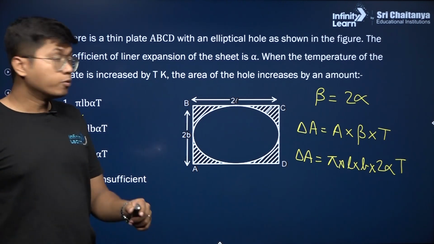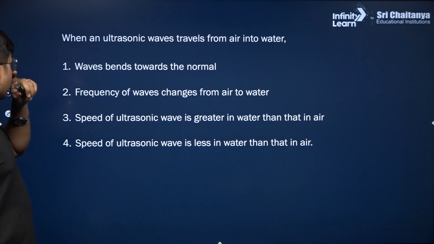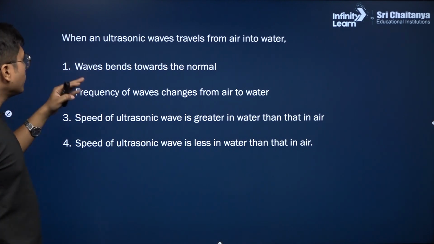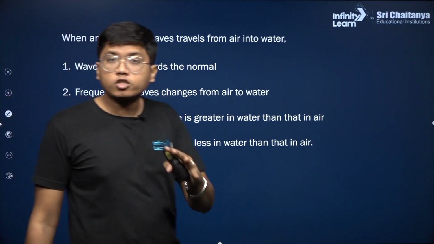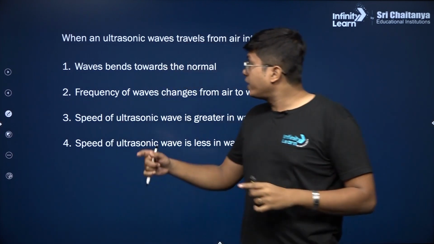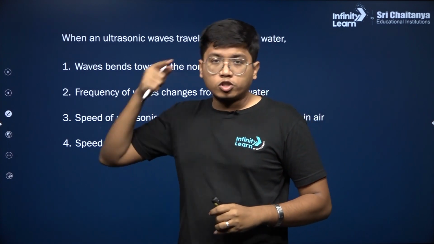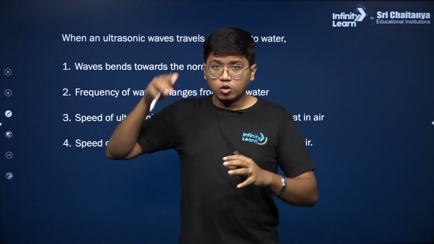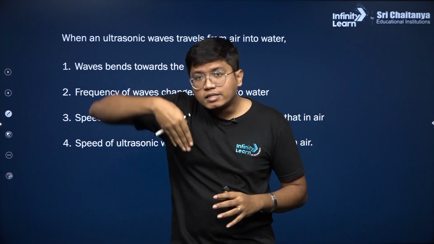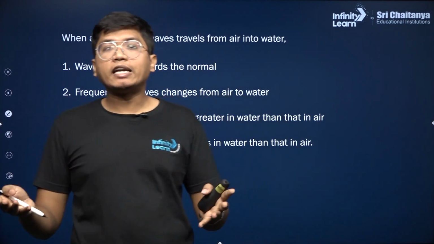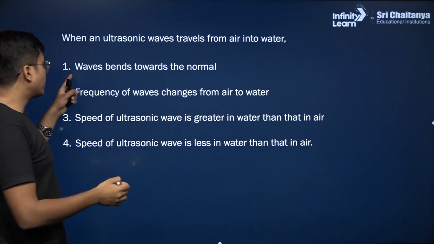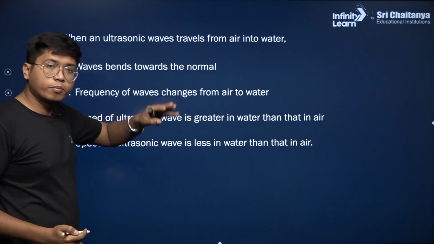Okay, let's move on. Next says, when ultrasonic waves travel from air into water, waves bend towards the normal. This is not going to happen because we know the speed of this ultrasonic wave in air is less than in water. So when it goes from a lower speed to a higher speed, it bends away from normal. Even light behaves the same way. So this is incorrect. Waves actually bend away from normal.